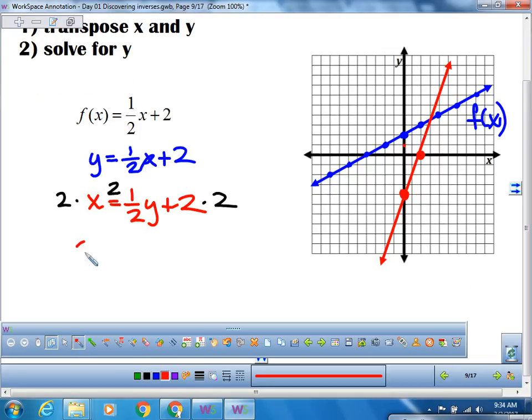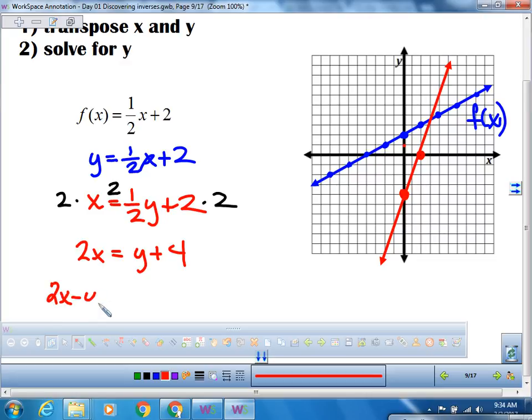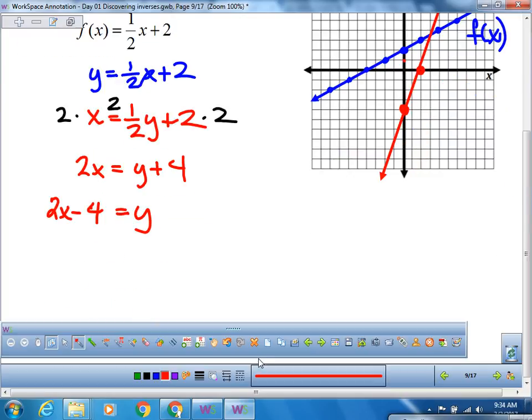So this becomes 2x equals y plus 4. Then solving for y, I move the 4 over to the other side, so I get 2x minus 4 equals y. And then I'm going to switch it. Y equals 2x minus 4, so it looks like something we're familiar with. And is that my line?